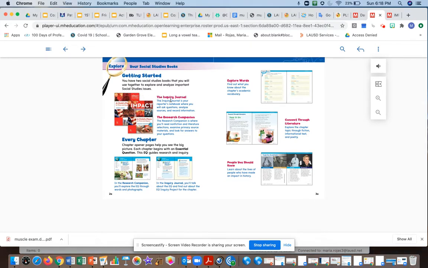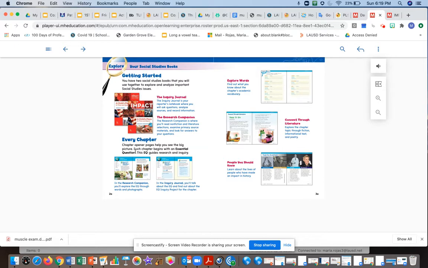You have the Inquiry Journal. The Inquiry Journal is the reporter's notebook where you will ask questions, analyze sources, and record information. Then you have the Research Companion. The Research Companion is where you will read nonfiction and literature selections, examine primary sources and materials, and look for answers to your questions. Every chapter opener page will help you see the big picture.